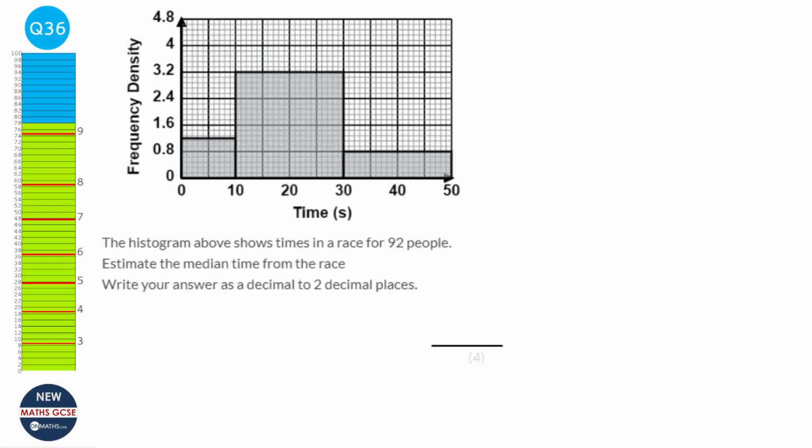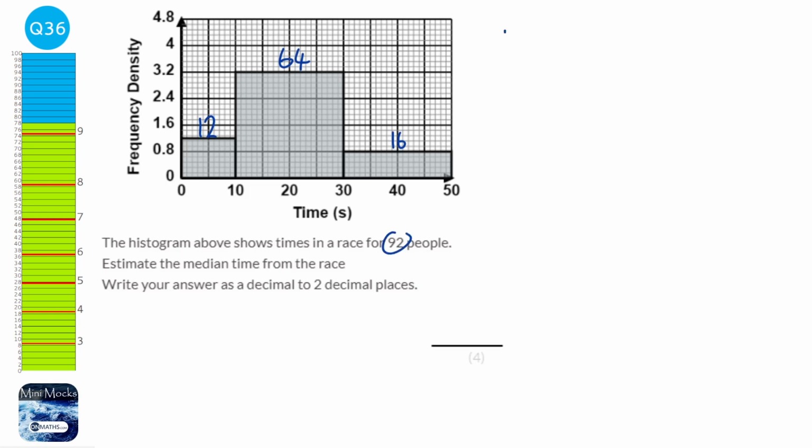We're going to first of all work out the frequencies for each of the bars. So we're just going to do the class width times the frequency density. So for this first one, it's going to be 1.2 times 10, which will be 12. 3.2 times 20 for the next one will give us 64. And the last one will be 16, so 20 times 0.8. Okay, add them up, check it equals 92, which it does.